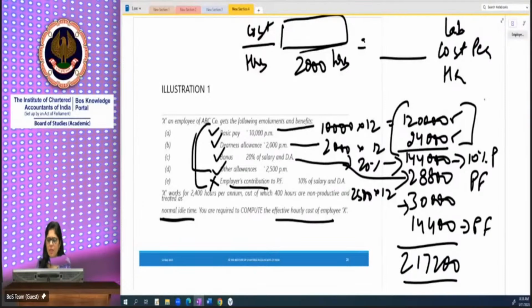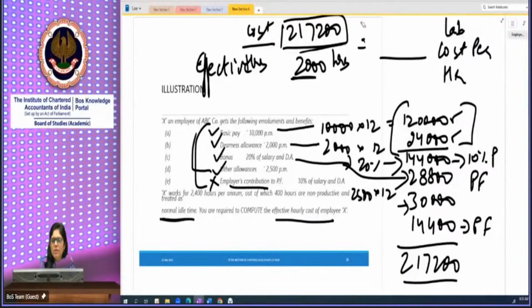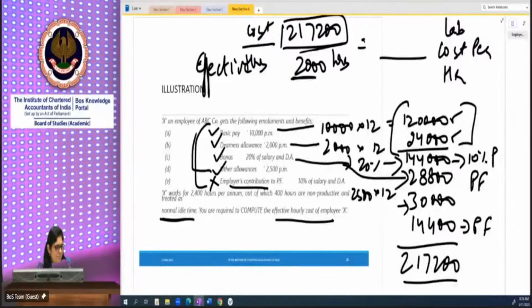All right. So the cost is 2,17,200. Hours we have calculated, it's always effective hours. So just divide 2,17,200 by 2,000. Calculate the cost per hour. Any answers? Cost per hour?